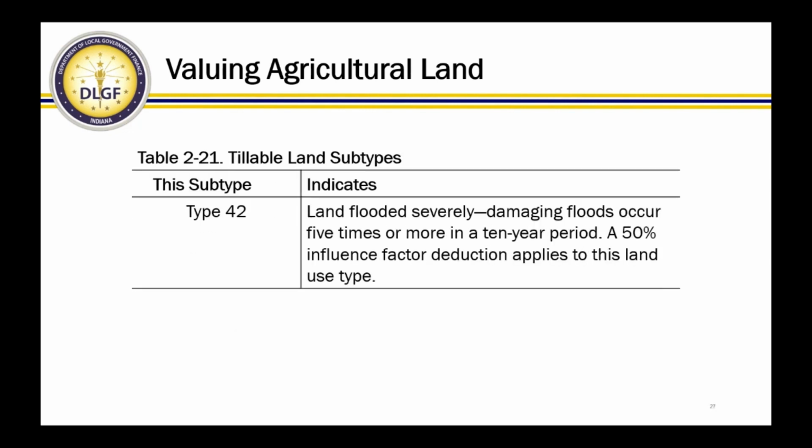In terms of the different subtypes, we showed the previous types of land. For tillable land, there's a couple different types of tillable land. The first one is type 42 land, and this is for land where there's severe or damaging floods occurring 5 times or more in a 10-year period. And if that occurs, then a 50% influence factor deduction applies to the land use type.